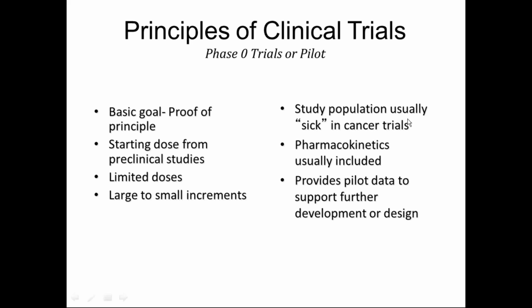These usually are sick patients, particularly in cancer trials, often heavily include pharmacokinetics, so we're understanding distribution of drug in a human. And then the purpose of these is to provide us with pilot data so we can use that information to determine how we're going to go forward. So I actually really enjoy this kind of research, to be honest with you. It really typically involves close collaboration with other groups like laboratory scientists.